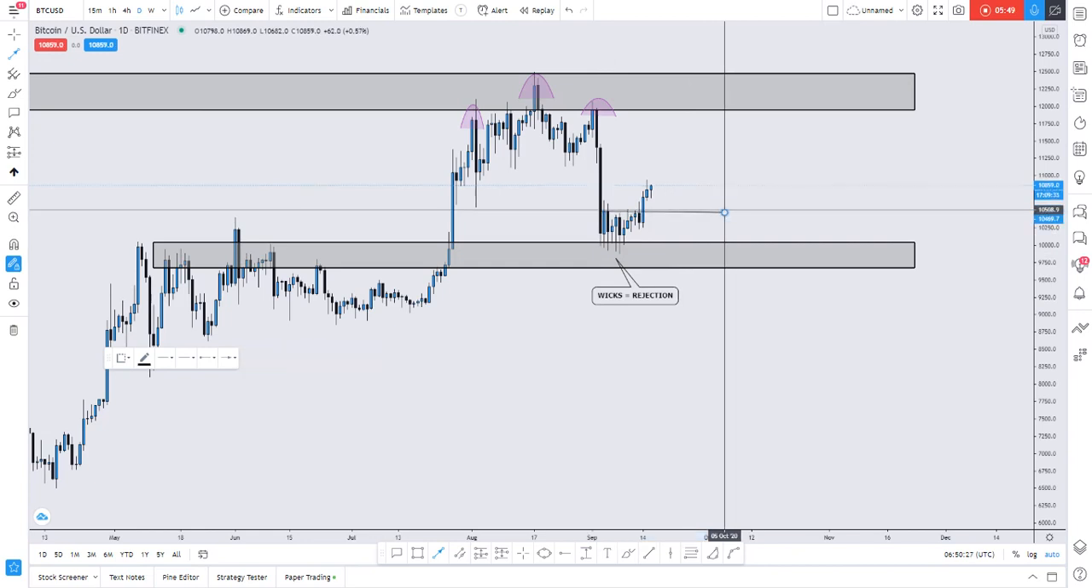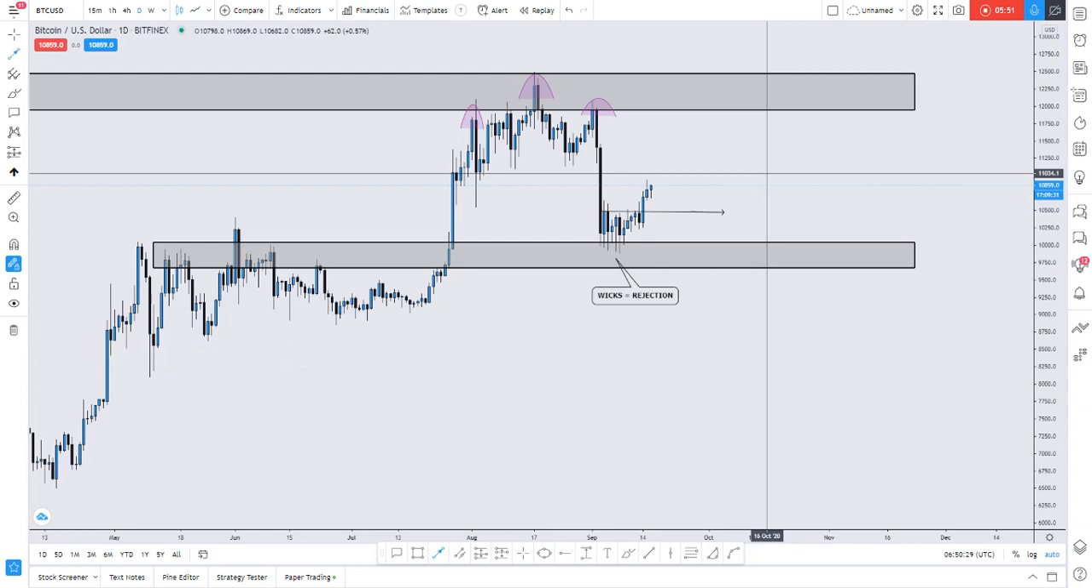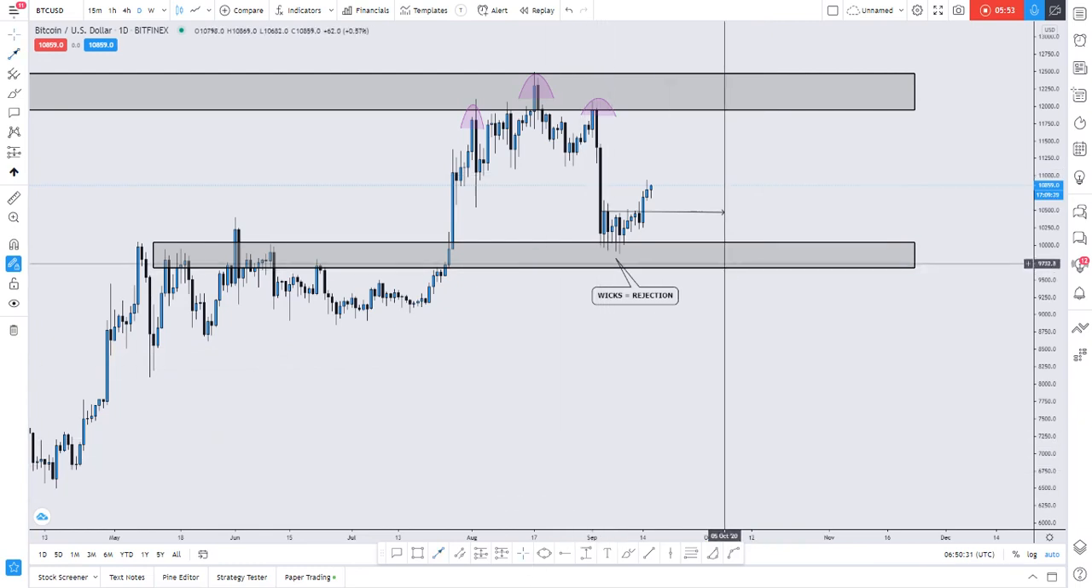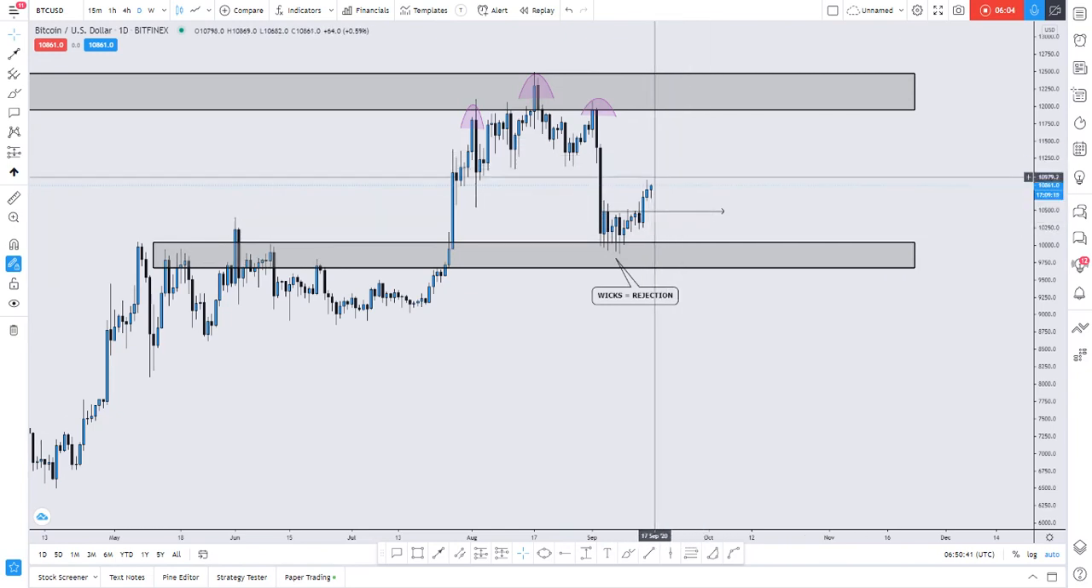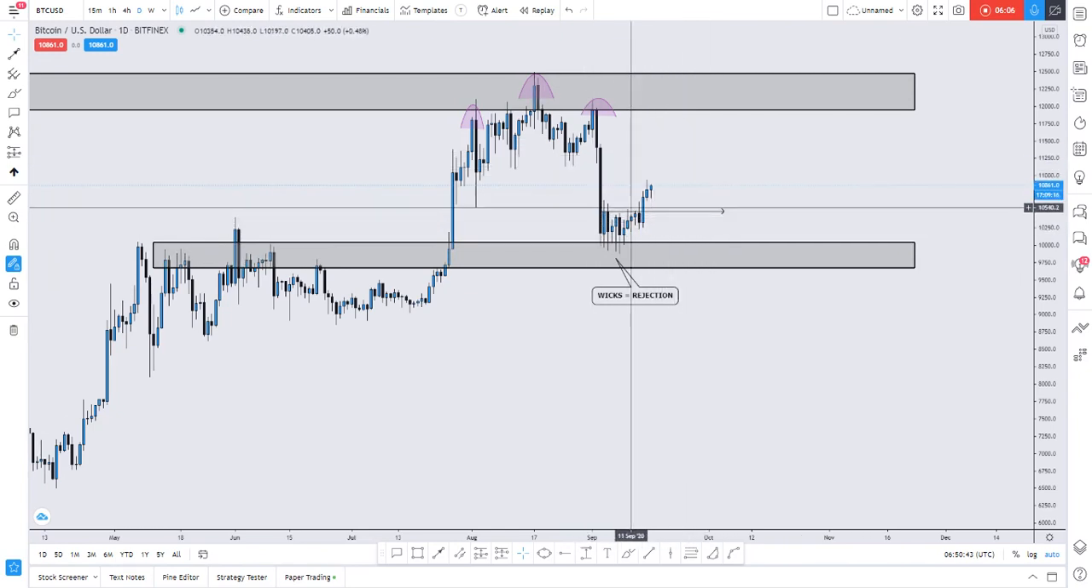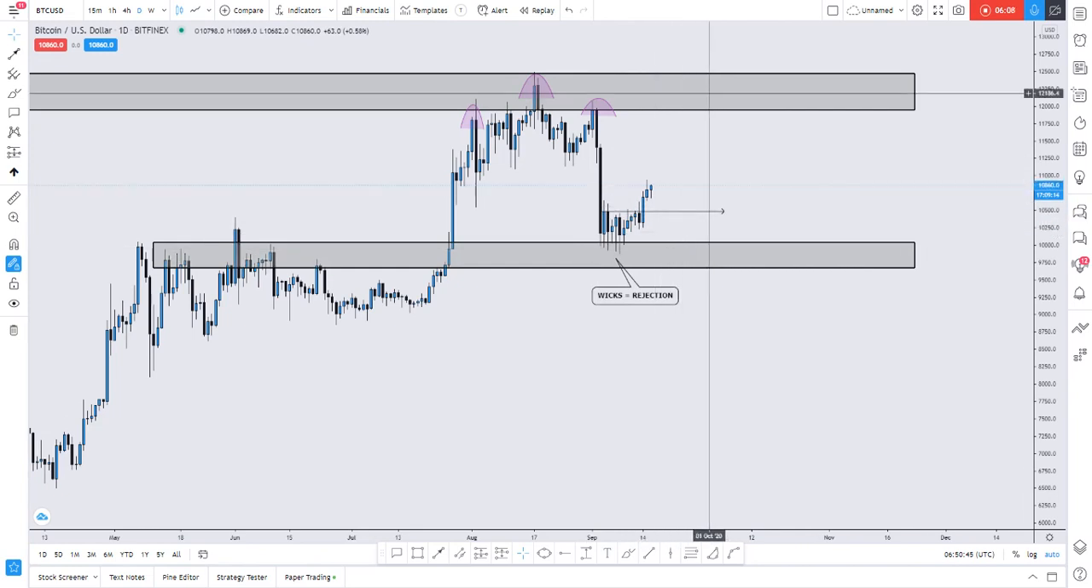We had that significant area of structure formed. Then what do we have? Price moved immediately above it and broke higher. So I'll be expecting a retest back to this significant area of structure it broke, then looking for more upside.